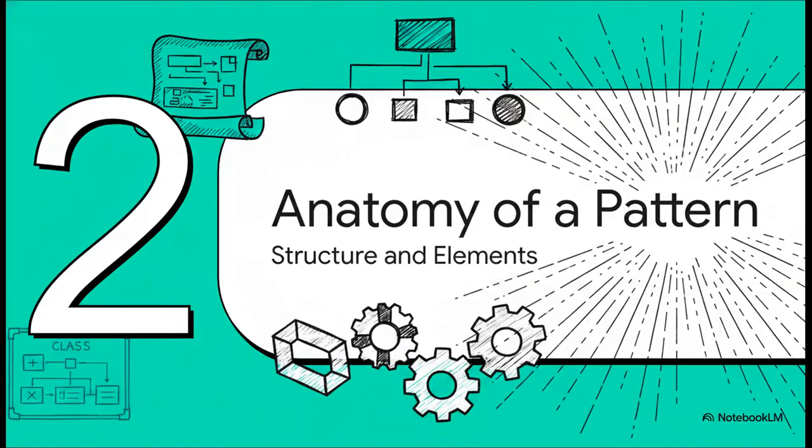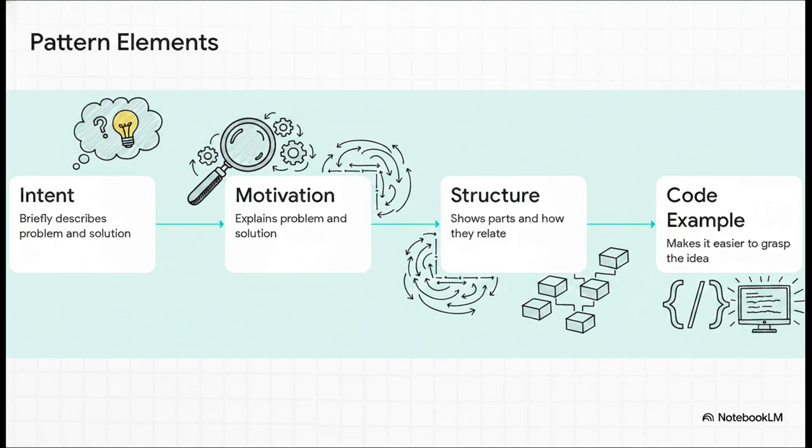Moving on to Section 2, Anatomy of a Pattern. Because these patterns are such high-level abstract concepts, they need to be described very formally so developers can actually reproduce them across totally different contexts. Reading a pattern is kind of like reading the legend on a map. It systematically guides you. First up, you have the intent. This just briefly outlines the problem and the proposed solution.